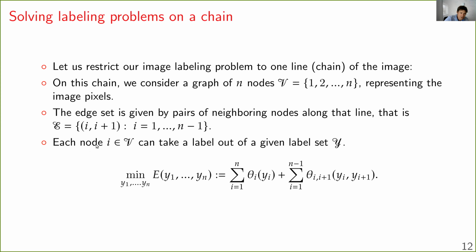As before, every node i can take a label out of a given label set Y to be defined. And the energy we would like to minimize is the sum of the unary terms along the nodes from 1 to n, plus the sum of the pairwise terms between pairs of labels along the line.